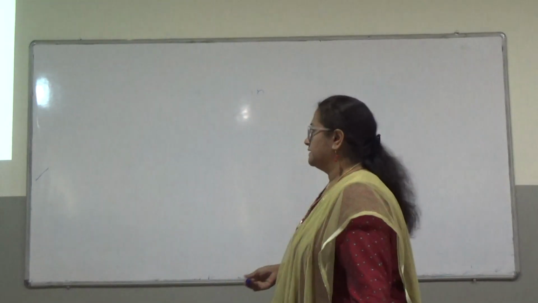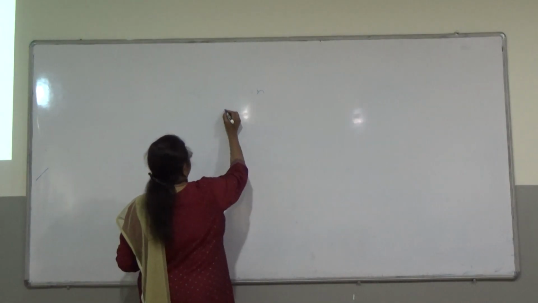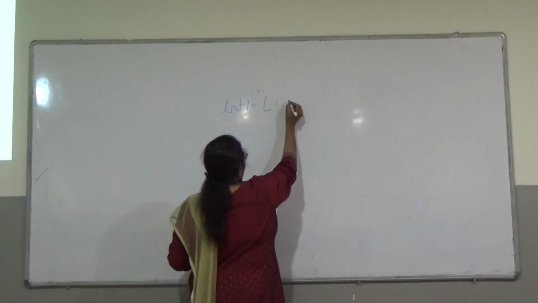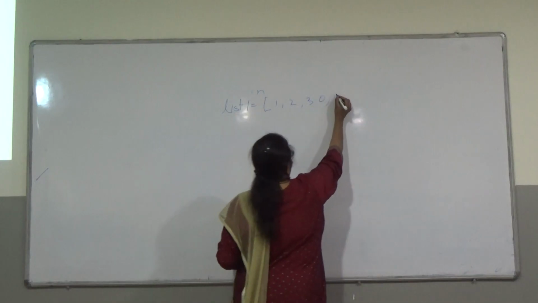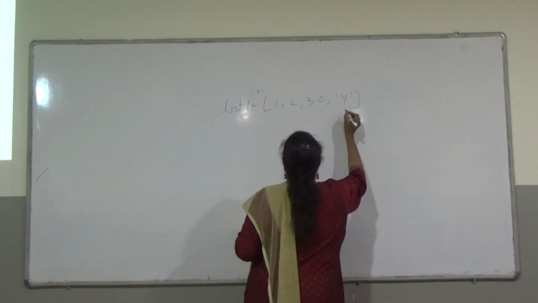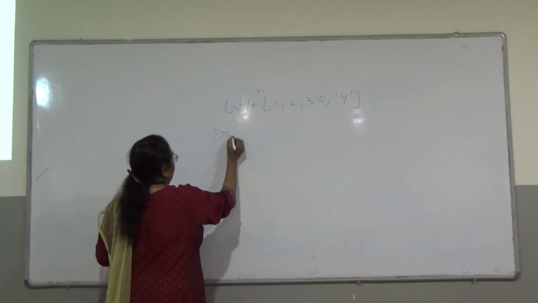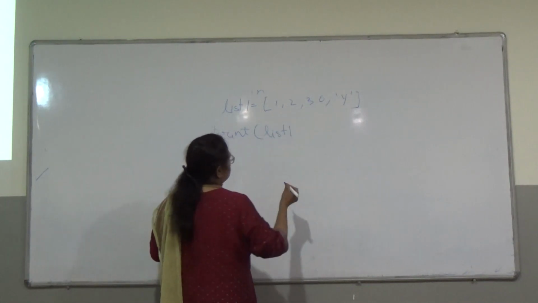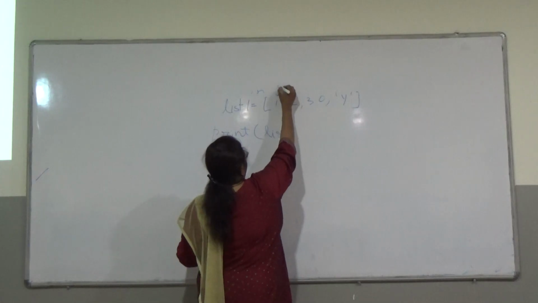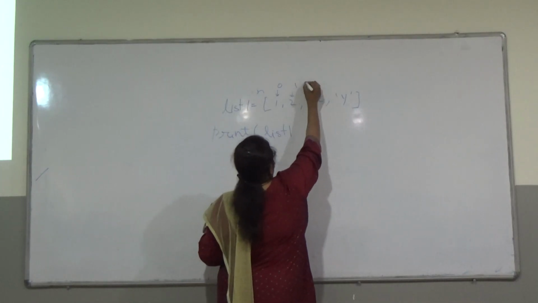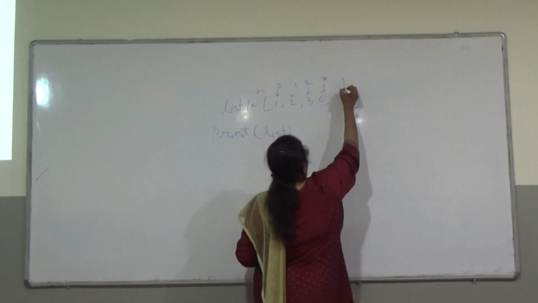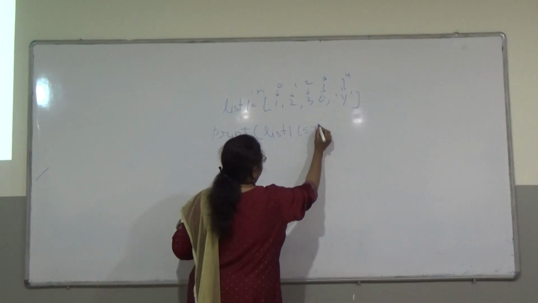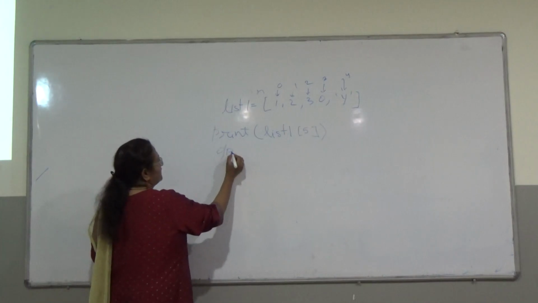Now, suppose we have declared a list named list 1, and here we are declaring elements 1, 2, 3.0 and let it be y. Suppose I am printing a value of list 1, and here I can see that this is an index position 0, 1, 2, 3 and 4. Suppose by mistake I have given here index position 5. Now in the output it will give an error.